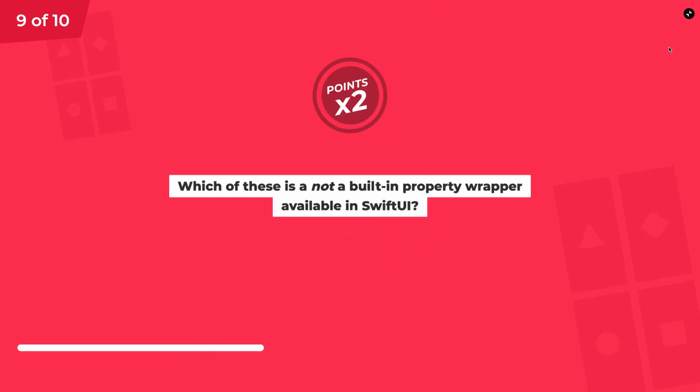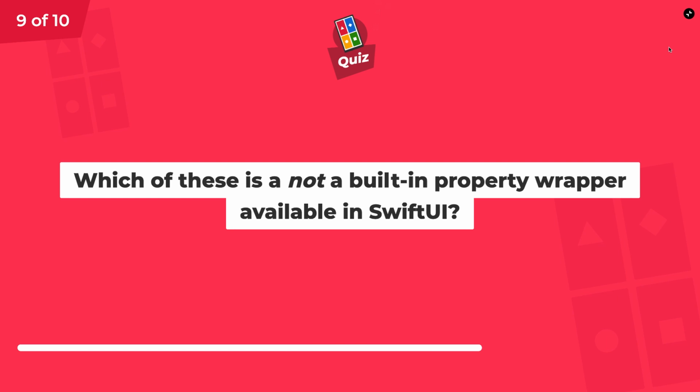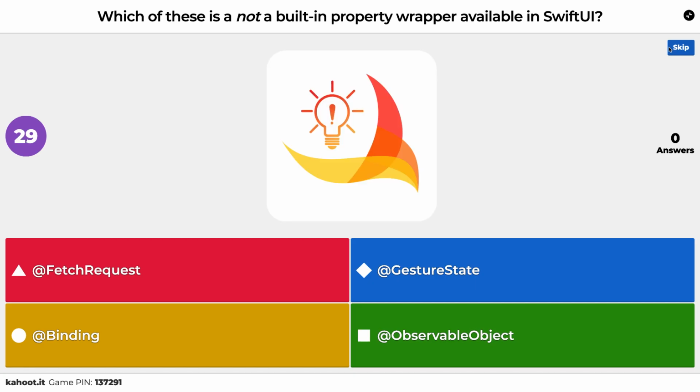Catch-up time here, folks. Which of these is not a built-in property wrapper available in SwiftUI? Is it fetch request? Is it gesture state? Is it binding? Or is it observable object? Do not rush. Take your time. Otherwise, you will be so angry in about 18 seconds. Fetch request, gesture state, binding, or observable object. Make your choices now. Red, blue, yellow, or green. 5, 4, 3, 2, and 1.